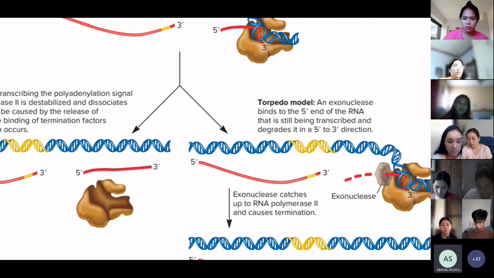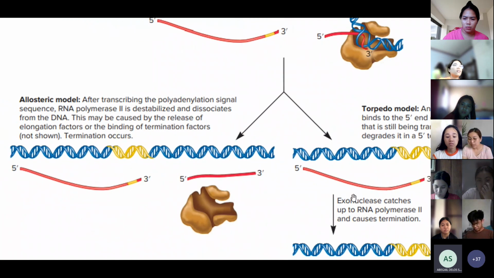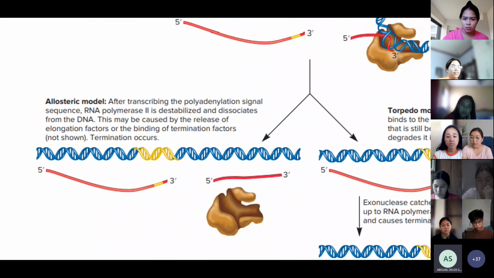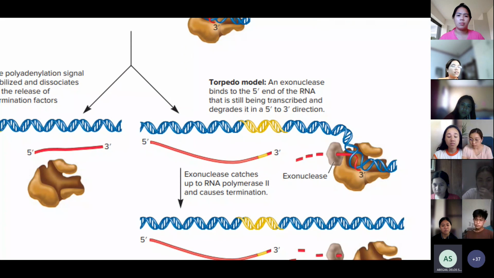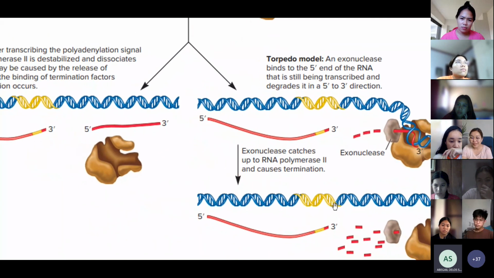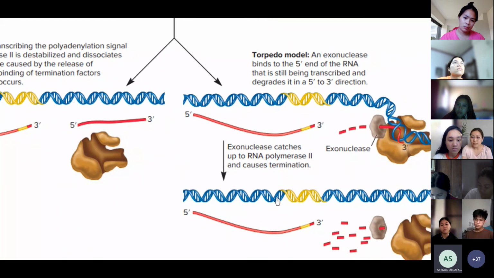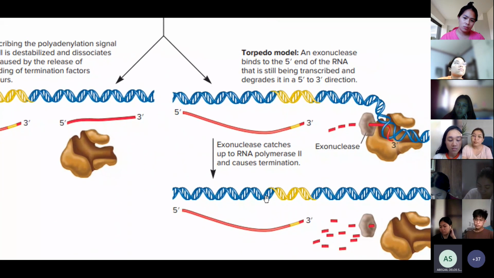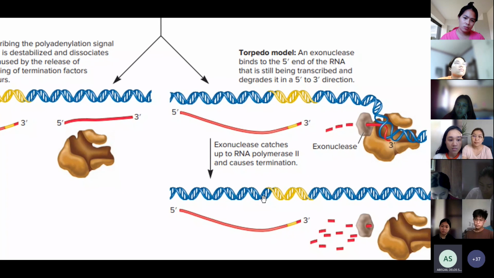What do you think? Which would be the correct type of termination for eukaryotes? The allosteric model, wherein it just destabilizes and dissociates, or the torpedo model, wherein there is an enzyme that catches the RNA polymerase II and causes it to terminate? Actually, until now, this has not been answered. We still need to study it more and more. The researchers and scientists are still battling over this.